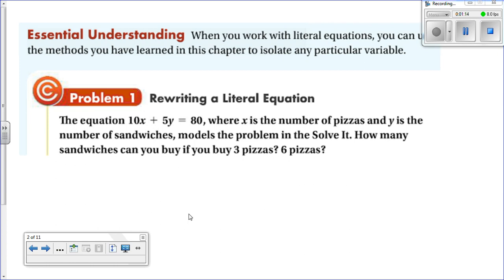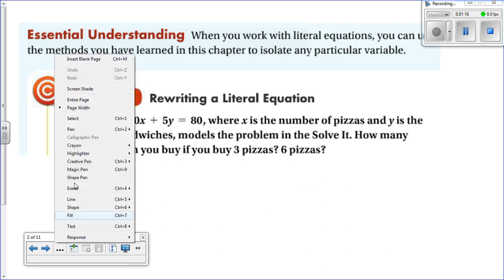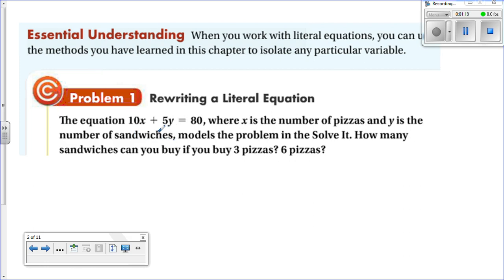And so look at it as, what are we looking for? We are looking for how many sandwiches. So that's what we're trying to get to in the end. So what represents the number of sandwiches? Y. So we're going to take this equation, 10x plus 5y equals 80, and we are going to get y all by itself.